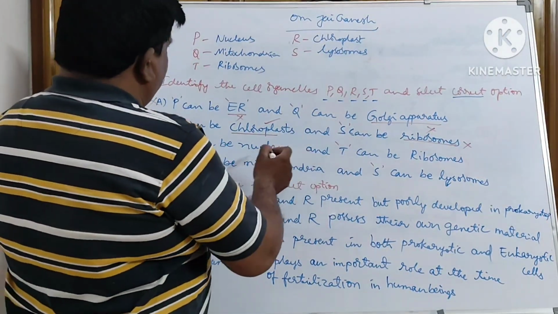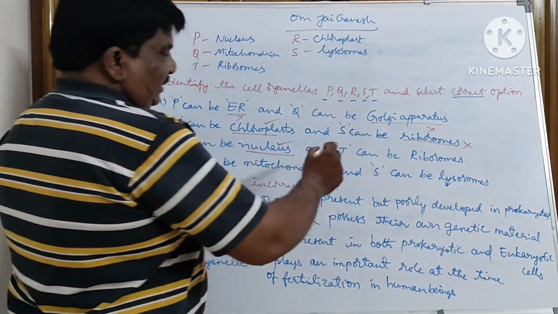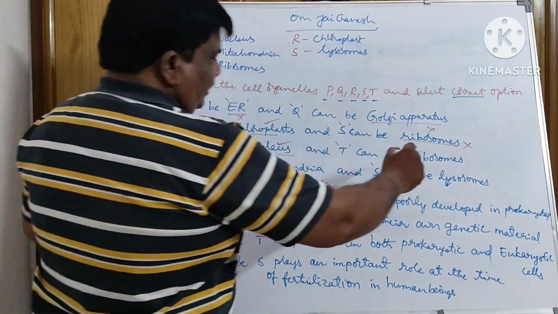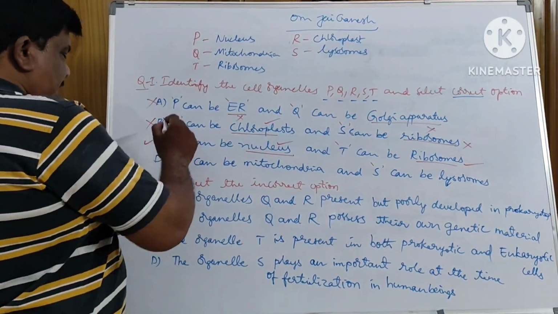P can be nucleus. Yes, P can be nucleus is correct. And T can be ribosomes. T is ribosomes. It is correct. So option C is the correct answer.